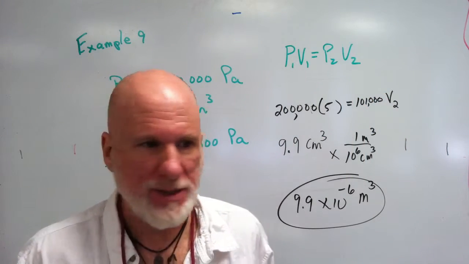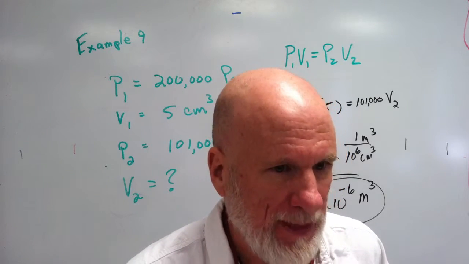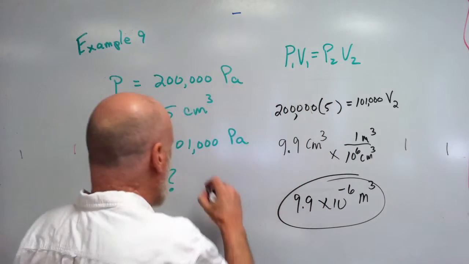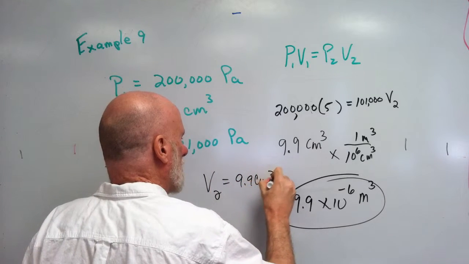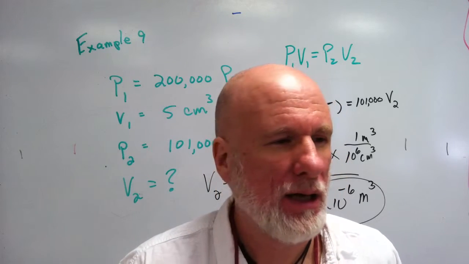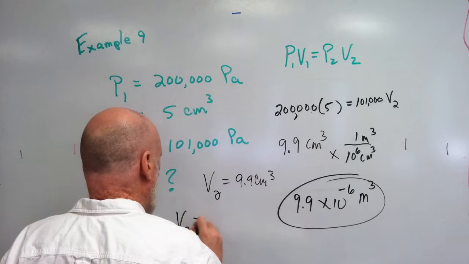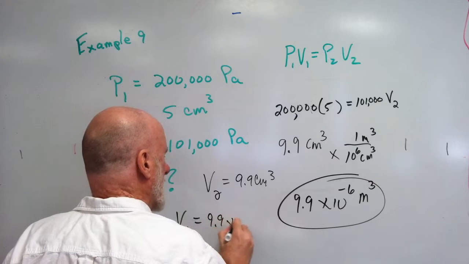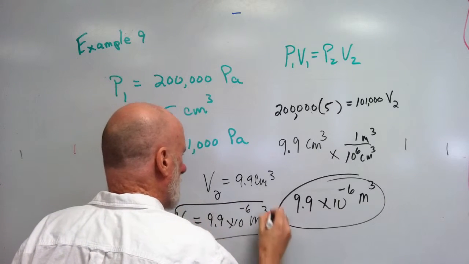Understand? So if I asked you for the answer in cubic centimeters, volume 2 would be 9.9 cubic centimeters. But if I asked you what is the answer in cubic meters, it would be 9.9 times 10 to the negative 6th cubic meters.